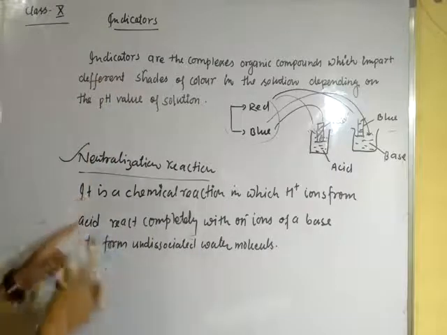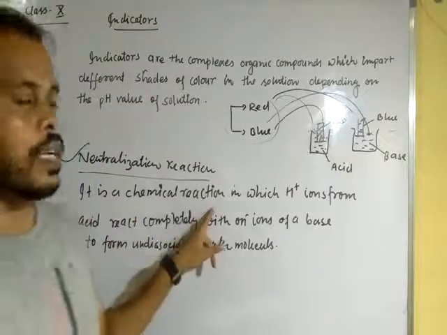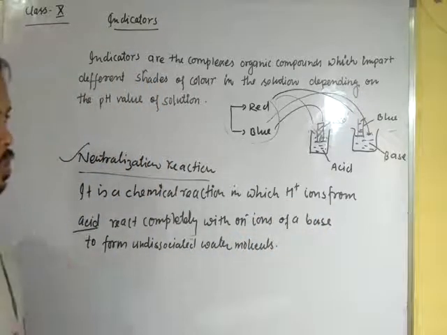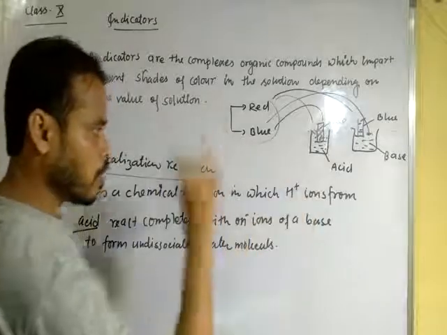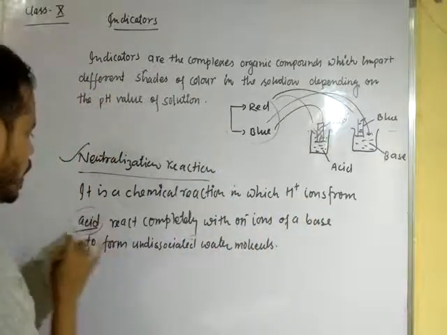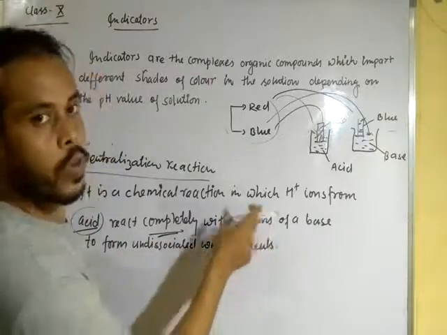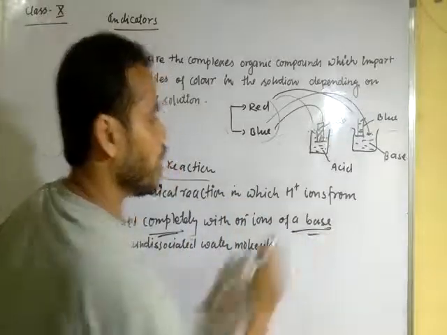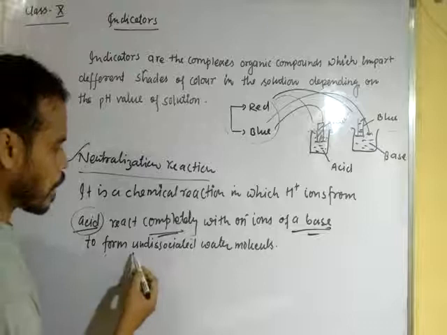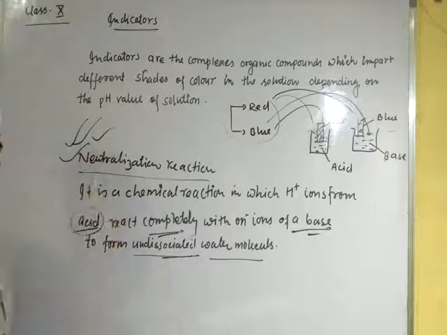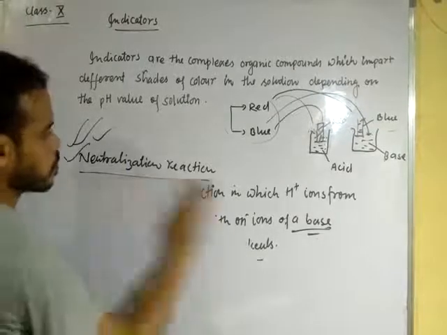So the definition is changed and written: it is a chemical reaction in which H positive ions from acid. From where does the H positive ion come? H positive ions come from acid, react completely with hydroxide ions, OH negative ions from base, to form undissociated water molecules, and this is called a neutralization reaction. Okay, dear student, we have seen the example. Let us see another example.